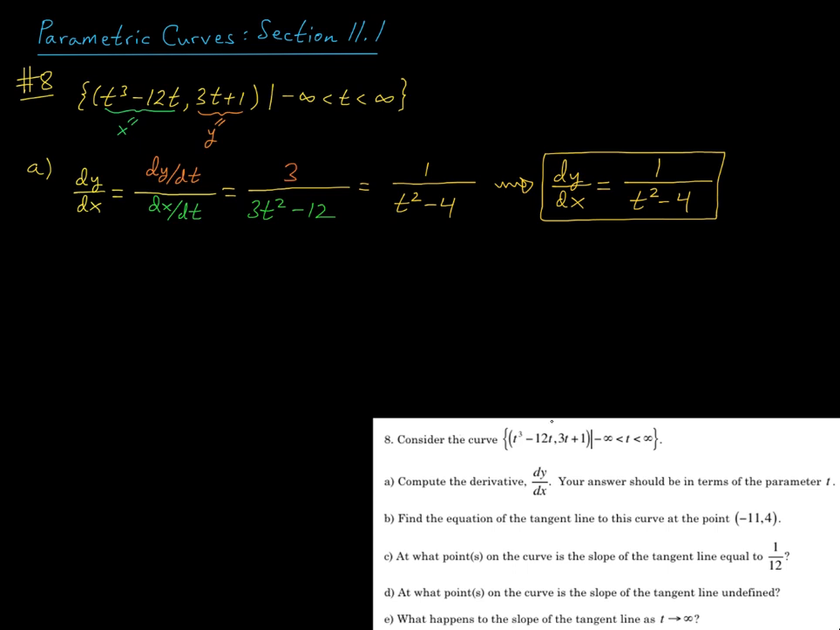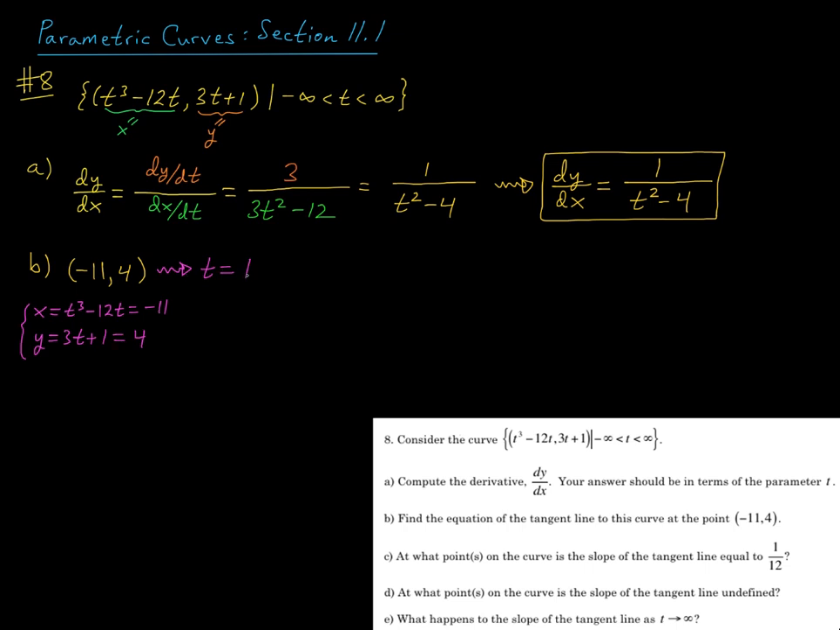All right, so moving on to part B, it says find the equation of the tangent line of this curve at the point negative 11, 4. All right, well, the first thing I want to know is that if we're at this point negative 11, 4, what's the value of the parameter t? And to find that, I'm going to set x, which is t cubed minus 12t, equal to the x-coordinate of the given point, and that's negative 11. And then I'm going to set y, which is 3t plus 1, equal to the y-coordinate of the given point, and that's 4. And so in particular, looking at the second equation, I can solve for t easily, and I find that t is equal to 1.